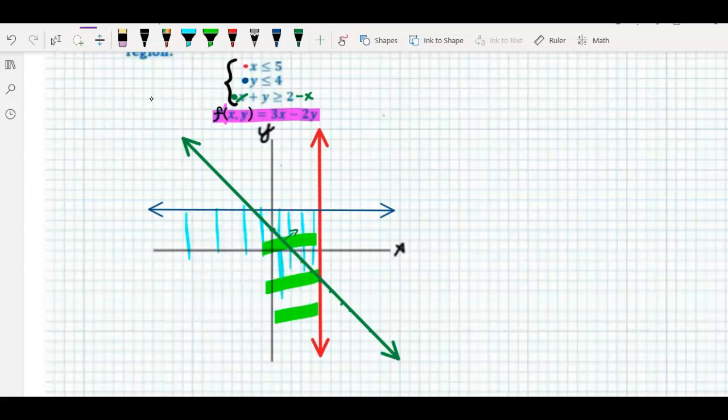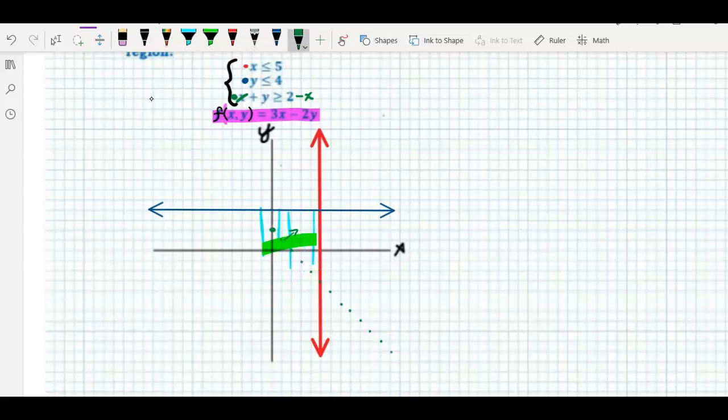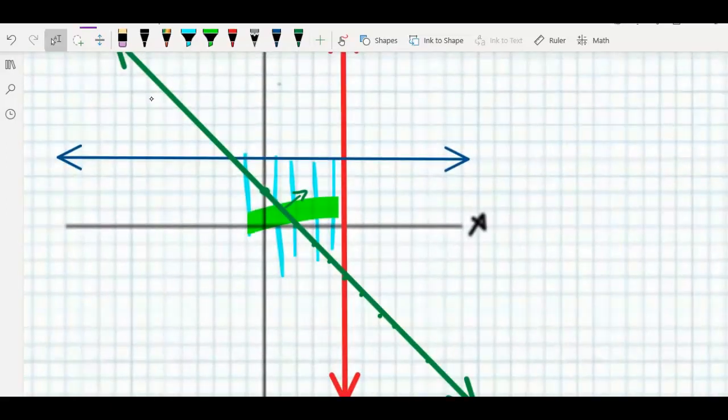So I'm going to eliminate all my other shading. I'm going to carefully eliminate my other shading to make this a little easier to see, without eliminating my green line. There we go. Oh, I got it again. That's much better. Okay, so my common region that I want to shade is right in here.